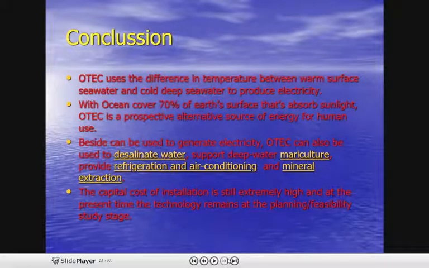Now the conclusion. OTEC uses the difference in temperature between warm surface seawater and cold deep seawater to produce electricity. With oceans covering 70% of Earth's surface and absorbing sunlight, OTEC is a prospective alternative source of energy for human use. Besides generating electricity, OTEC can also be used to desalinate water, support deep water mariculture, refrigeration and air conditioning, and mineral extraction. The capital cost of the installation is still extremely high, and at the present time, the technology remains at the planning, feasibility, and study stage.